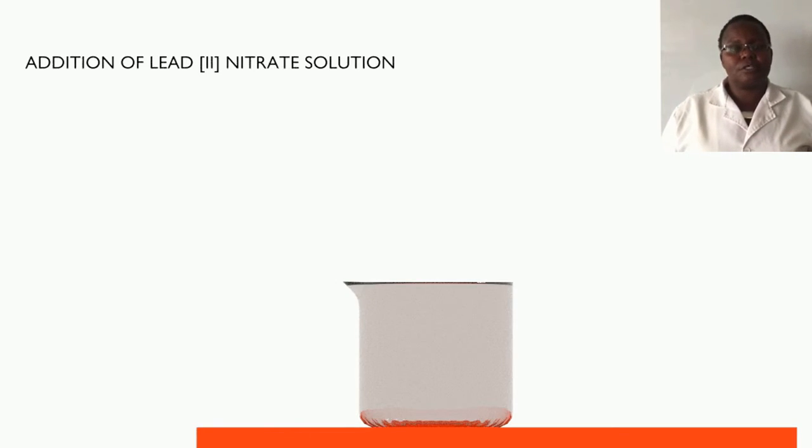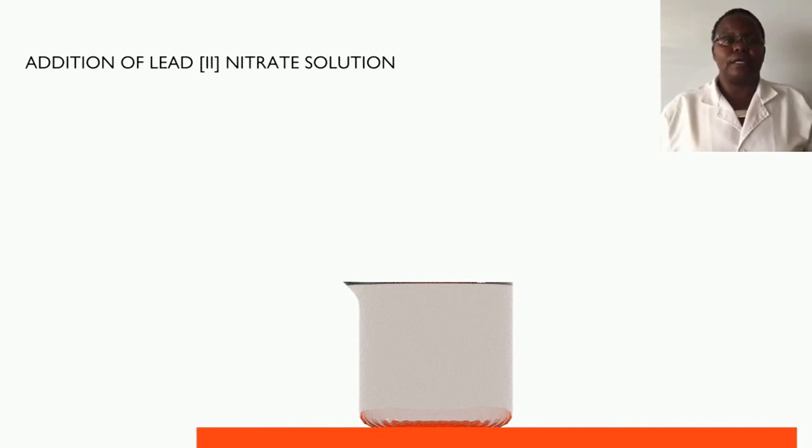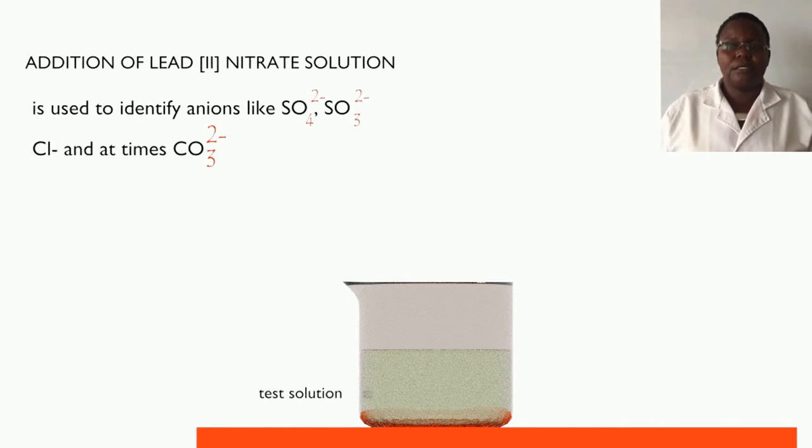So we are now through with testing cations, and now we'll embark on testing anions, and we have various reagents that we can use so that we can conclusively come up with the anions present in a particular test substance. So we'll start with lead 2 ions, and lead 2 nitrate particularly is used for testing the sulfate, the sulfite, the chloride, and the carbonate.